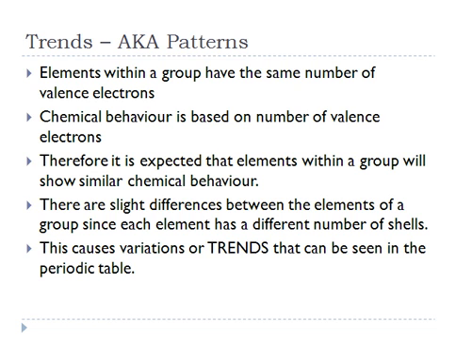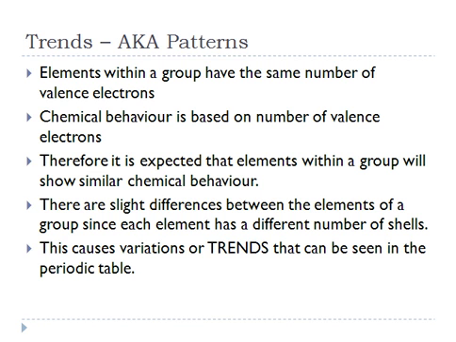Some of the patterns that we've seen already are things like elements within a group have the same number of valence electrons. Now this is actually a really important concept. Chemical behavior, so how these elements react with other elements, is really based on how many valence electrons it has. Therefore, it is expected that chemicals within a group will have similar chemical behavior. There are slight differences between the elements of a group, since each element has a different number of shells and a different atomic number. But even though all of these things are true, what ends up happening is we have these variations or trends that can be seen in the periodic table.